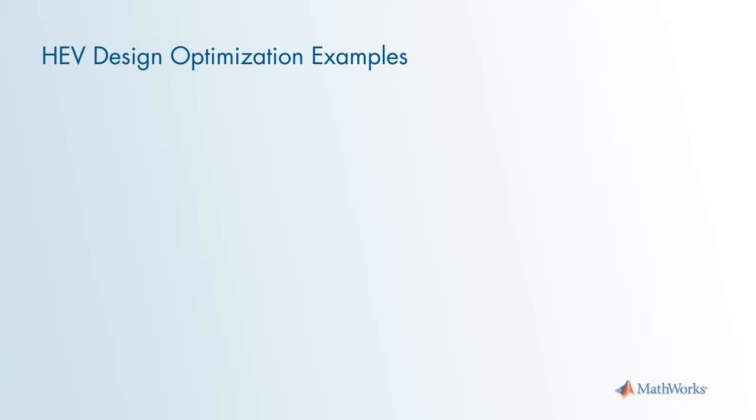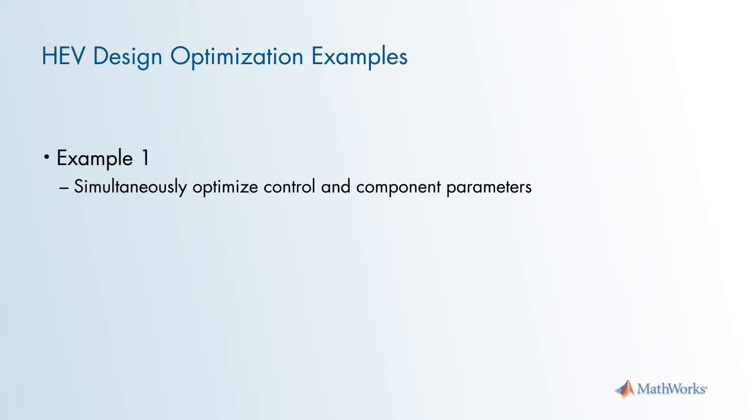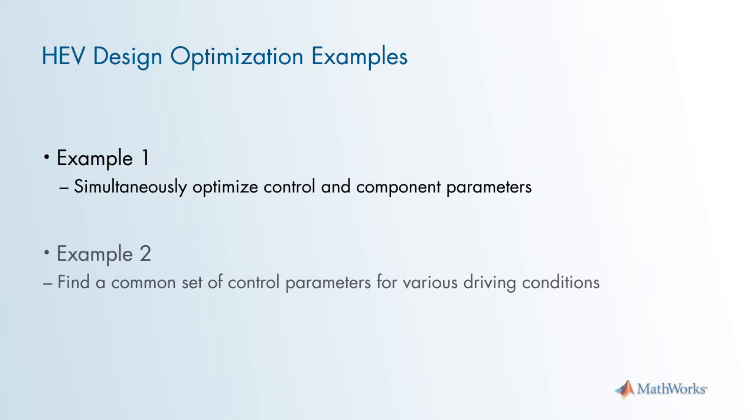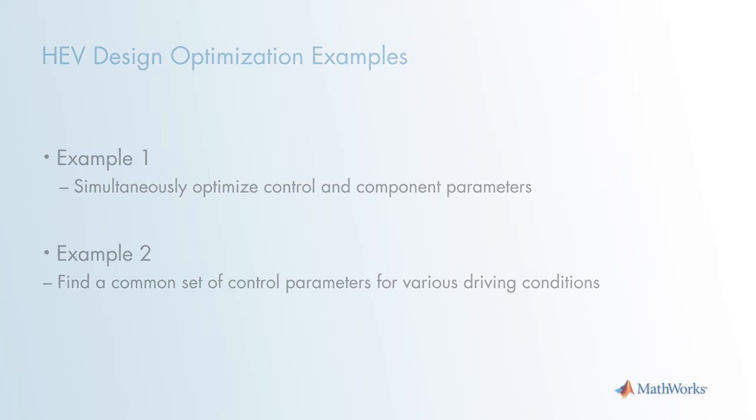I will now demonstrate 2 HEV design optimization examples. The first example will show how to simultaneously optimize control and component parameters. And the second example will show how to find a common set of control parameters for various driving conditions. Let's start with the first example.